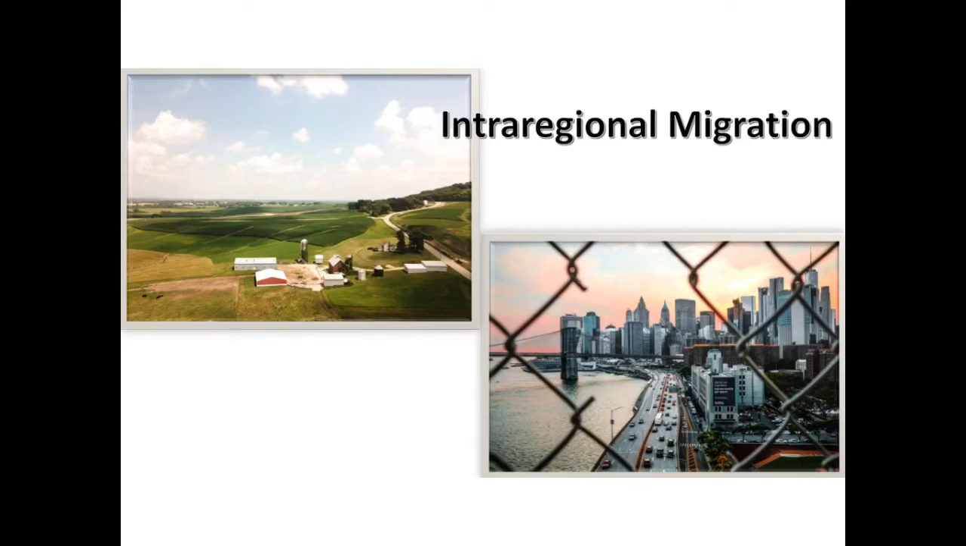Okay, let's consider intra-regional migration for just a minute and the push and pull factors involved with intra-regional migration. So intra-regional migration is migration within the same area, but you're moving from, for example, a farm, a rural area, to a city, an urban area, or you are moving from an urban area to a suburban area. And there's going to be some push and pull factors in those as well.